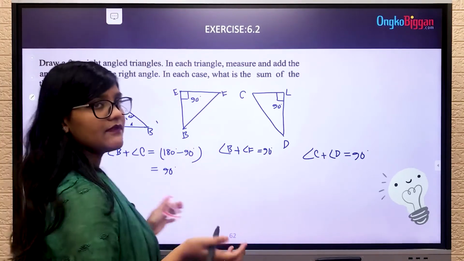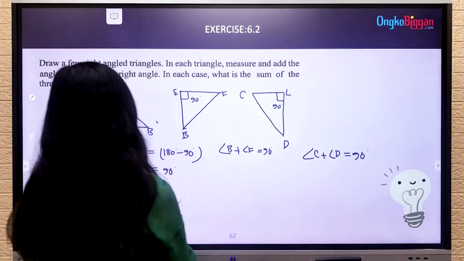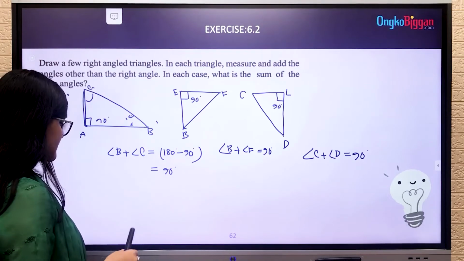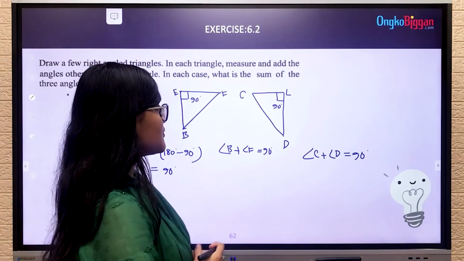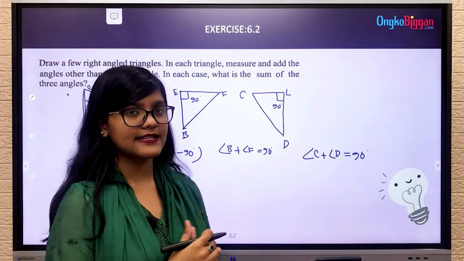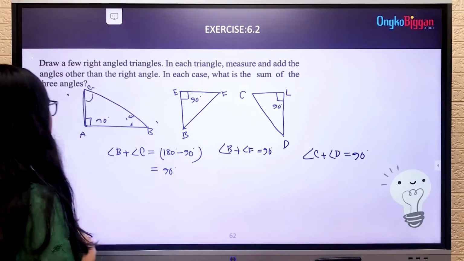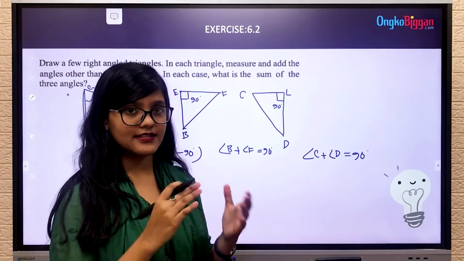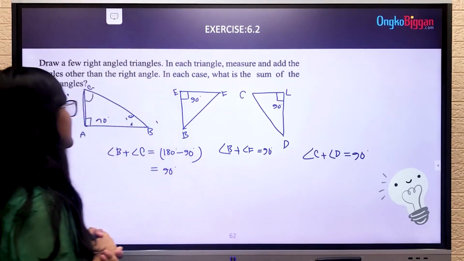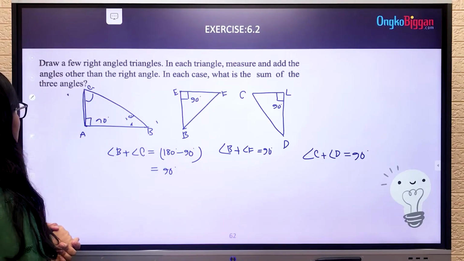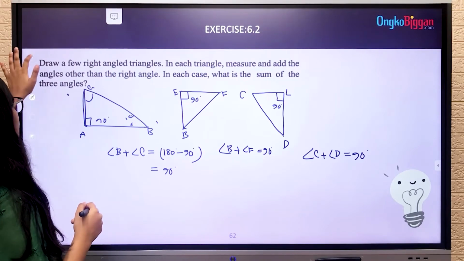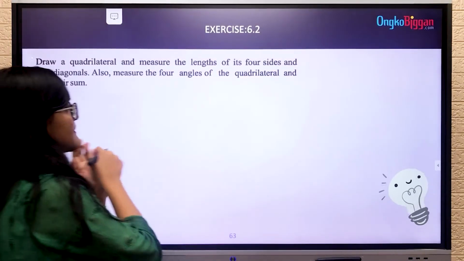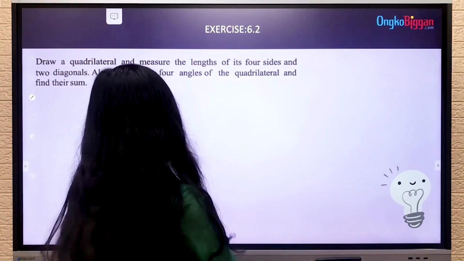So in this way, this math is given to reconfirm and put in your mind that the summation of the other two angles of a right angle triangle, other than the right angle, is always 90 degrees. So in this way you will find out the value of the angles and do the sum.